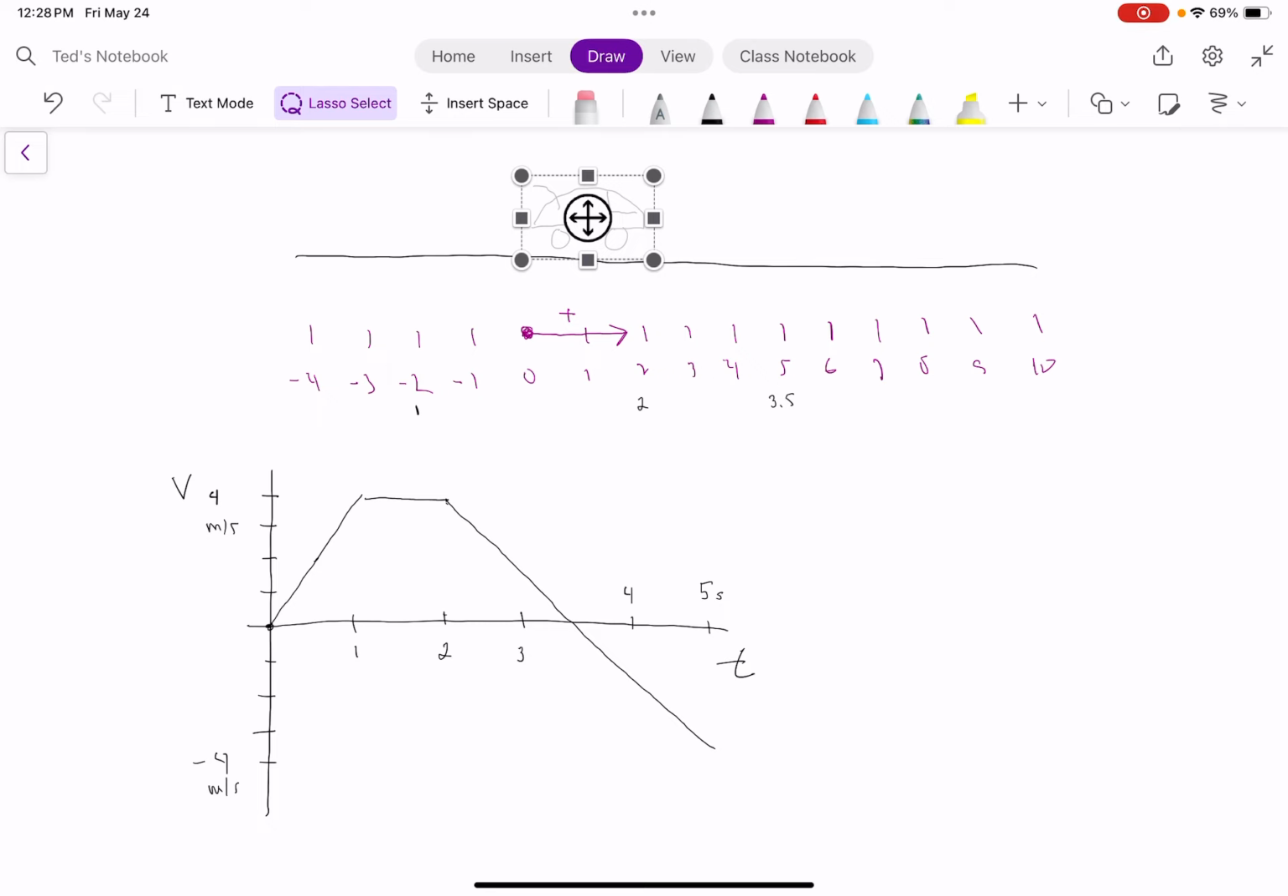Now let me try that again. Starts out at rest, increases its speed, then maintains that constant speed, and then starts to slow down, stops, and then starts speeding up in the opposite direction.